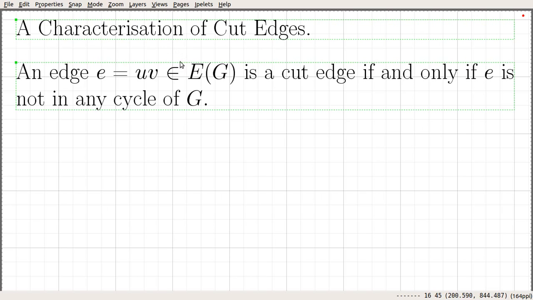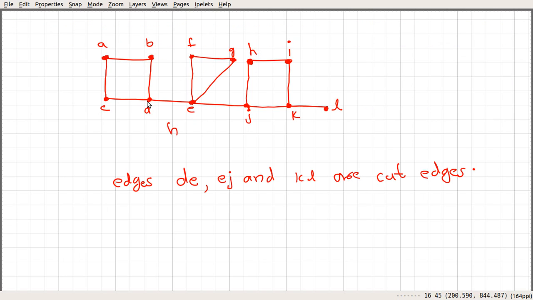So the statement reads as follows: an edge UV, an element of the edge set of the graph, is a cut edge if and only if E is not in a cycle of G. So an edge is a cut edge if and only if that edge is not part of any cycle in the graph G.